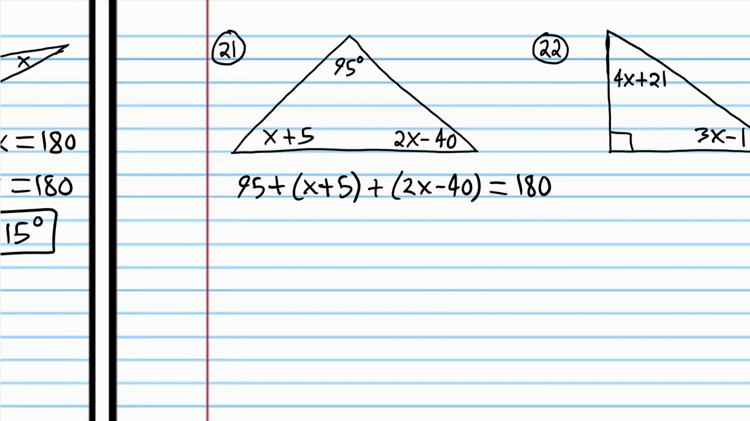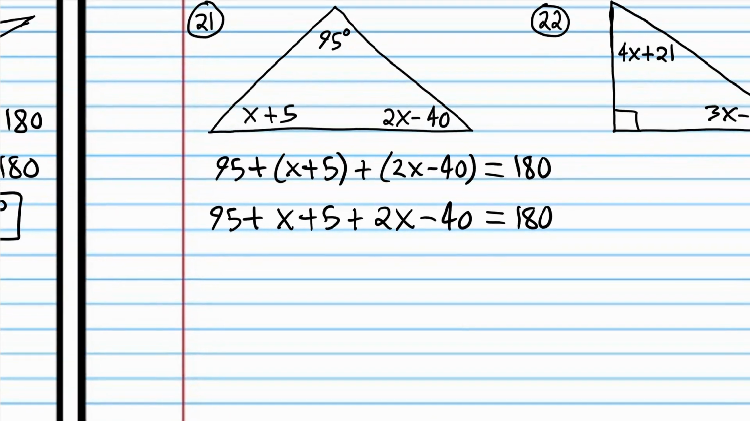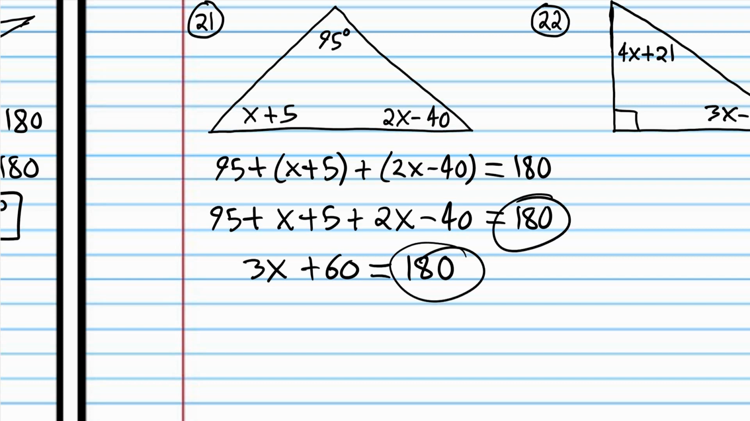So now we can go ahead and get rid of those parentheses. I didn't really need to write those parentheses. I just wrote them so you can see which part of the expression is an angle. So we can get rid of those, and we can just add the x's up. X plus 2x is 3x. 95 plus 5 is 100, and then 100 minus 40 is 60. So all we're doing is just simplifying both sides of the equation. This side is already simplified as much as we can go there.